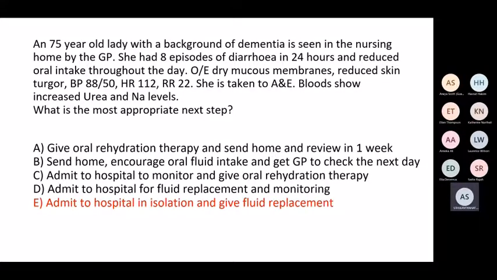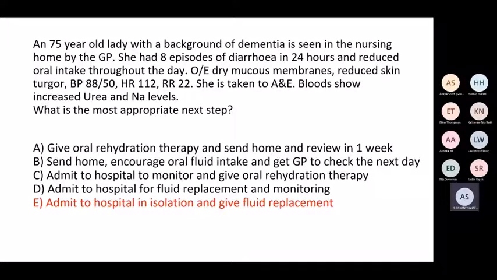You don't really want to just send them home. And reviewing them in the week's not going to be really helpful here. It'll probably just deteriorate a bit more. And encouraging oral intake in a dementia patient isn't always the best thing. You can try, but you'd have to physically sit there and get them to drink. And giving them, again, oral rehydration therapy in hospital is not going to make a difference either. And the key thing here is isolation and giving them fluid replacement.